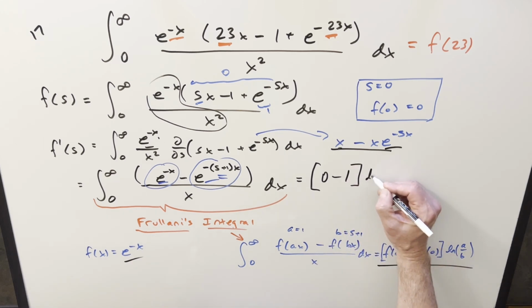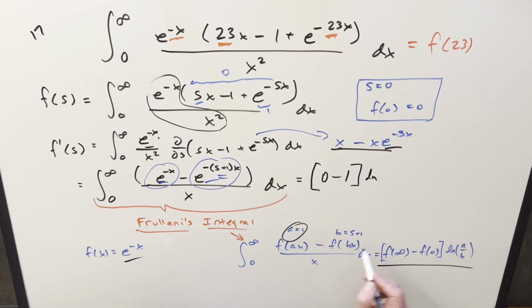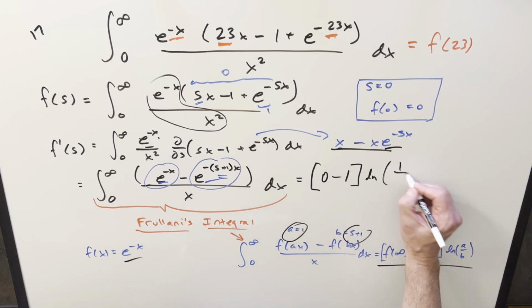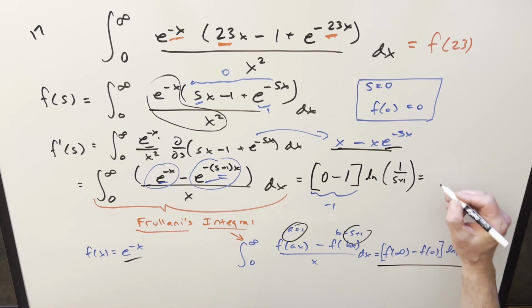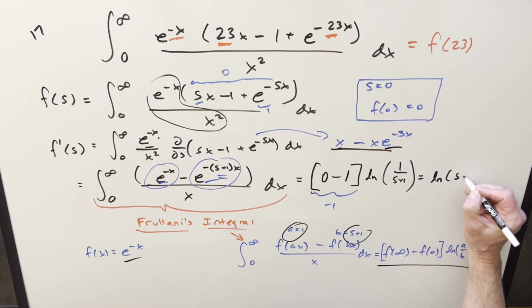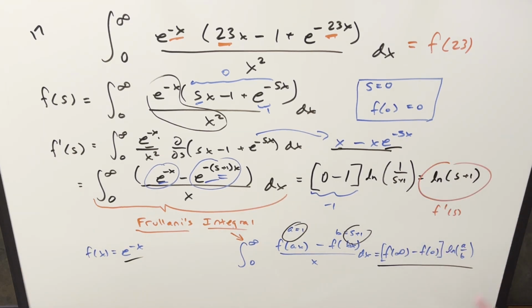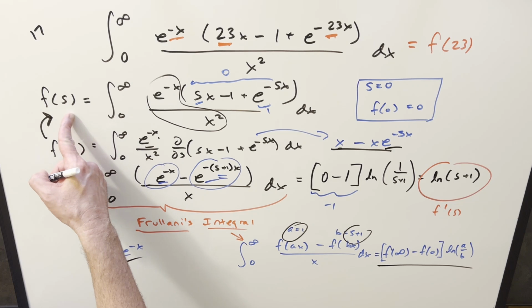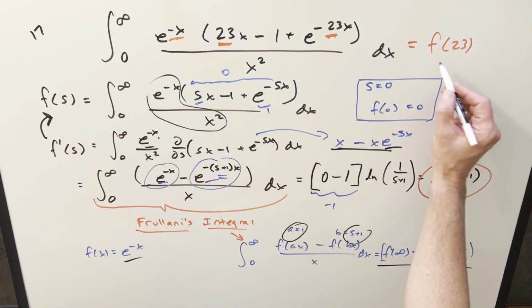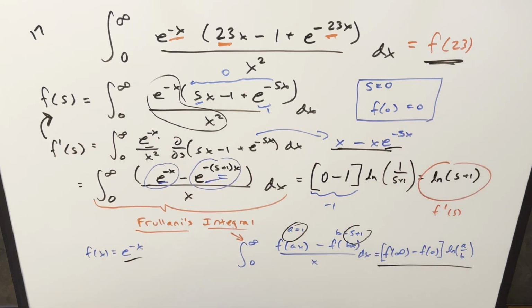Then for the next part, we want natural log of a over b, so that's just going to be 1 over s plus 1. But simplifying a little bit, this part right here is just a minus 1. We can bring it into the exponent and use it to flip this fraction. And so what we get for our f prime of s value is just going to be natural log of s plus 1. Okay, so now that we have our f prime of s value, the next step is going to be to backtrack because we're going to need to find out what our f of s is. And then finally we plug in 23 to get to our solution. Let me clean up the board and we'll continue.